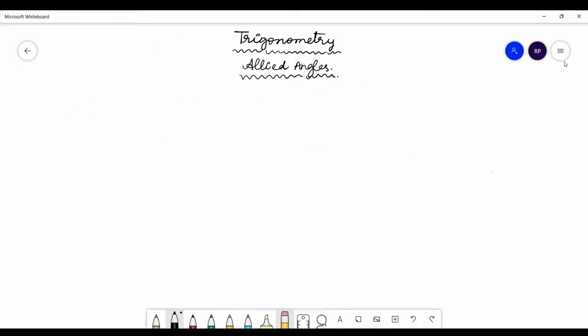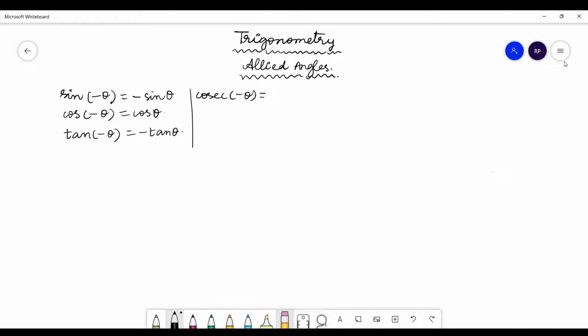Okay. Now, before I go to the quadrant explanation, just remember that sine of minus theta is minus sine theta, right? Cos of minus theta is just cos theta, and tan of minus theta is going to be minus tan theta, and even the reciprocals of each. So cosecant of minus theta is going to be minus cosecant theta. Then secant of minus theta is going to be just secant theta, and cot of minus theta is going to be minus cot theta. Just as a note, you can remember this.